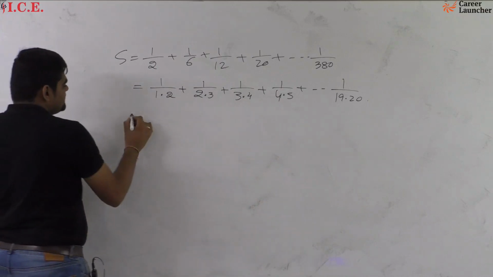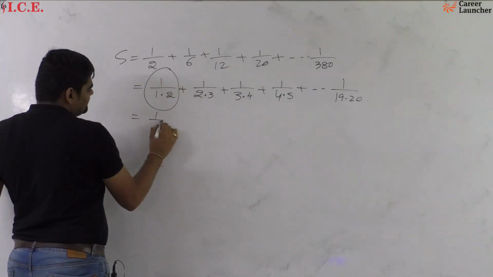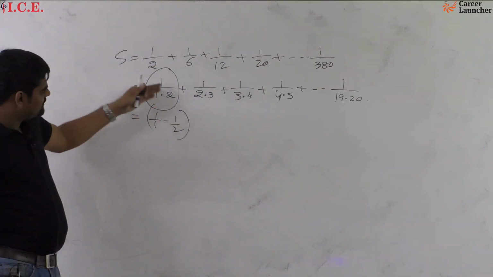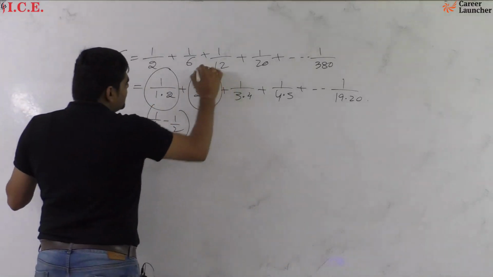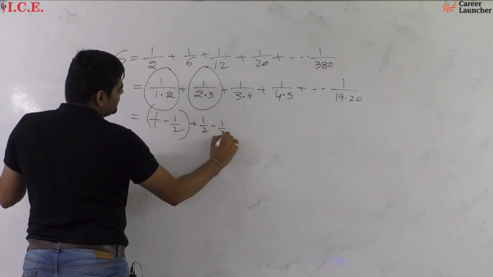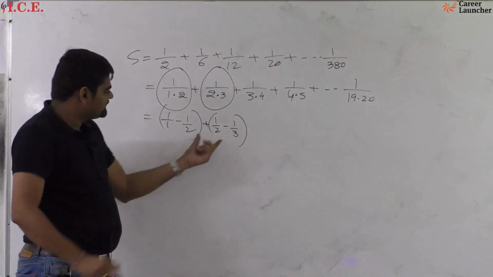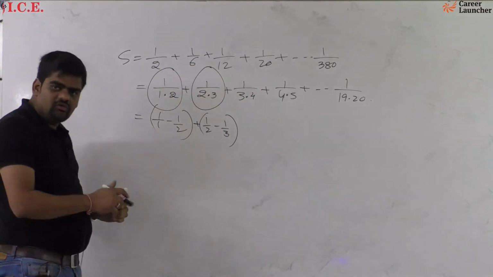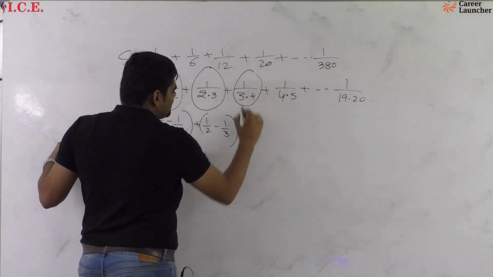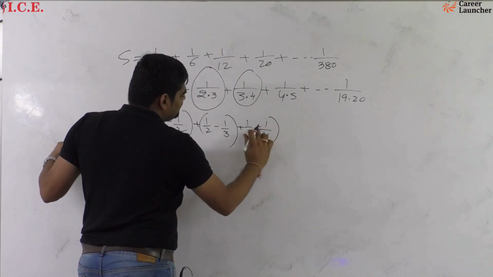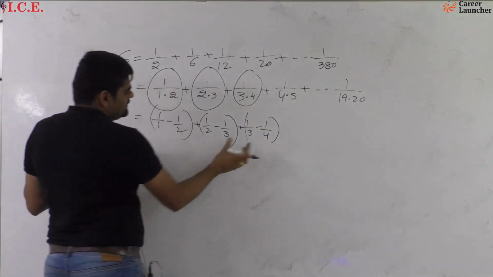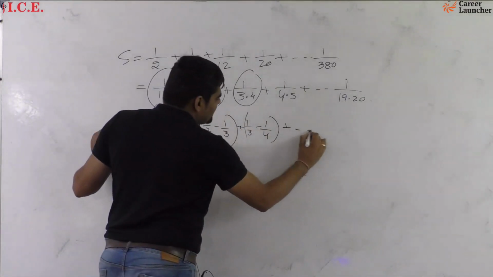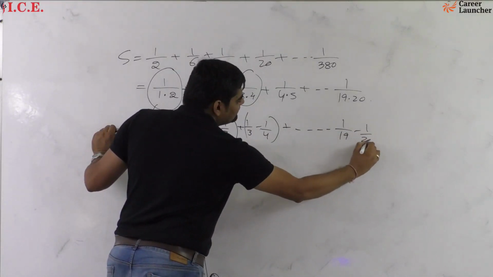Now if you keenly observe, can I write this term as 1/1 minus 1/2? I can separate it. Similarly, the next term can be written as 1/2 minus 1/3. You can easily observe the LCM is 6, 3 minus 2, so it becomes 1/6. This term can be written as 1/3 minus 1/4. The LCM is 12, the numerator becomes 4 minus 3, so it is 1/12. So the last term will be 1/19 minus 1/20.